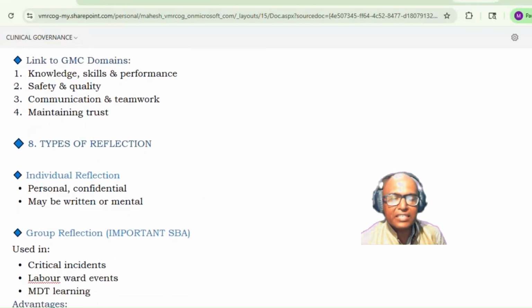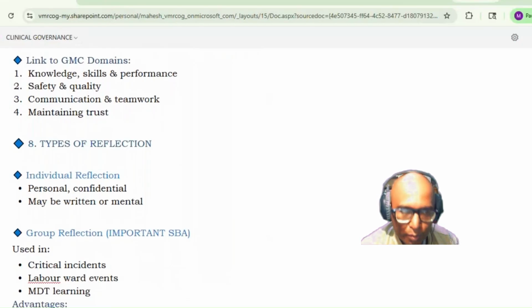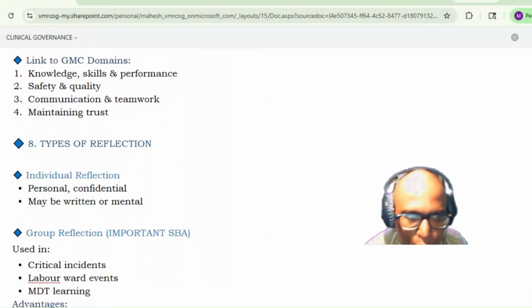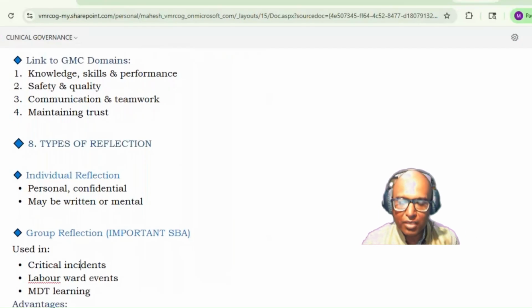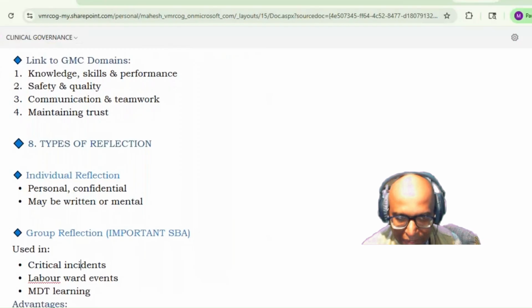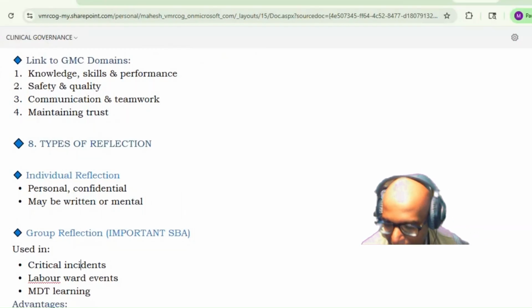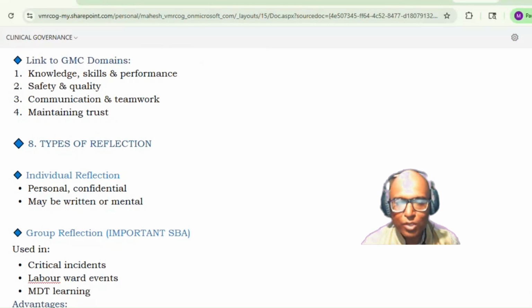Then this reflection is also linked to the GMC domains, what the trainees are supposed to know. It is related to various domains, such as knowledge, skills, and performance. It is also related to the safety and quality domain, to communication and teamwork, and to maintaining trust. So when you are doing the reflection, you have to maintain confidentiality also. We will see further how to write the reflection and what precautions are to be taken.